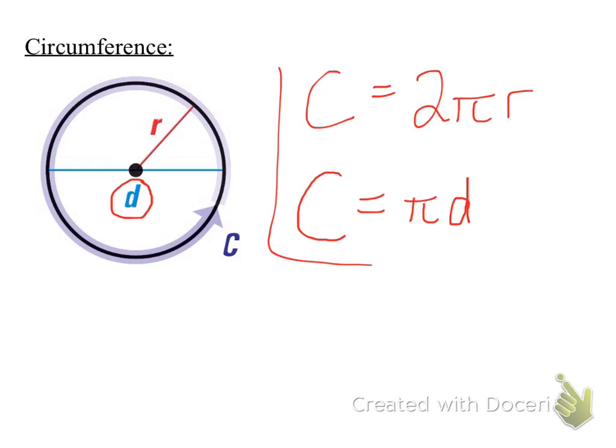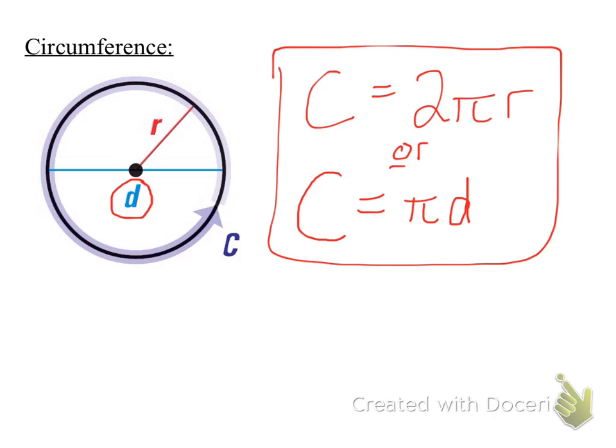So either of these two formulas will work. Let me put an or here so you don't think that they're different. You can use circumference equals 2 pi r or circumference equals pi times diameter. Either way, these are equivalent expressions. Let's go ahead and move on.